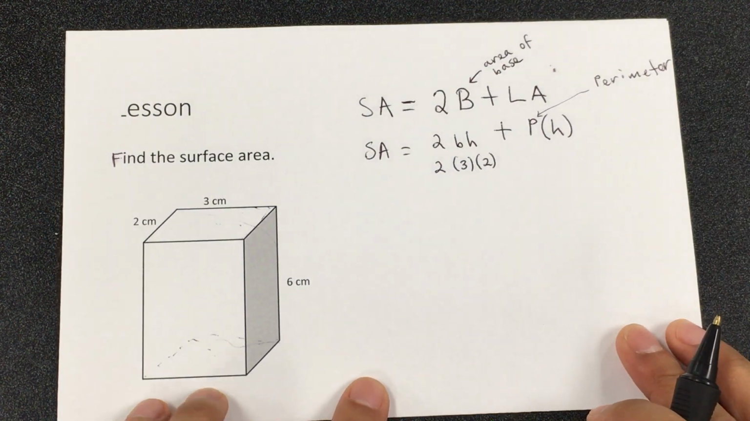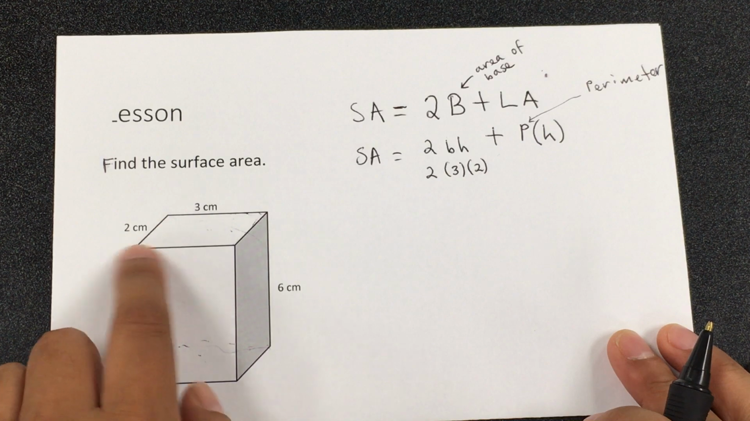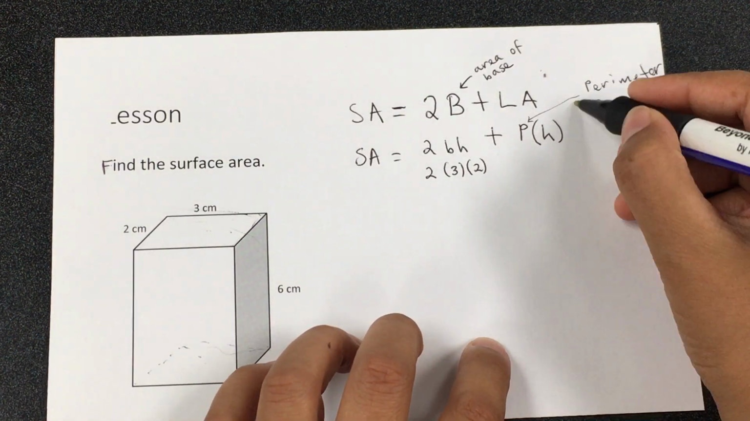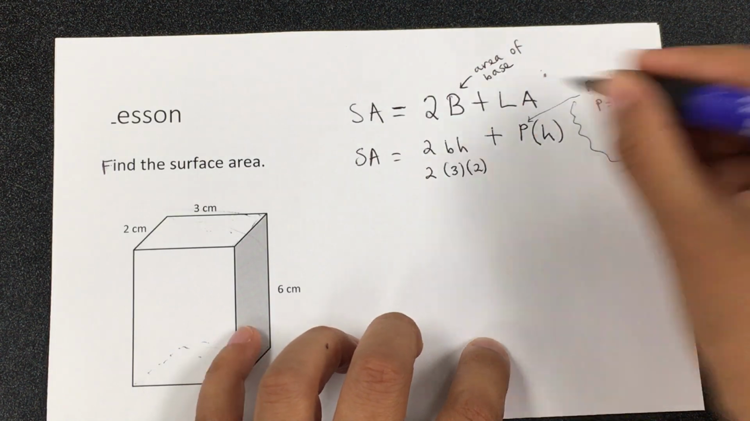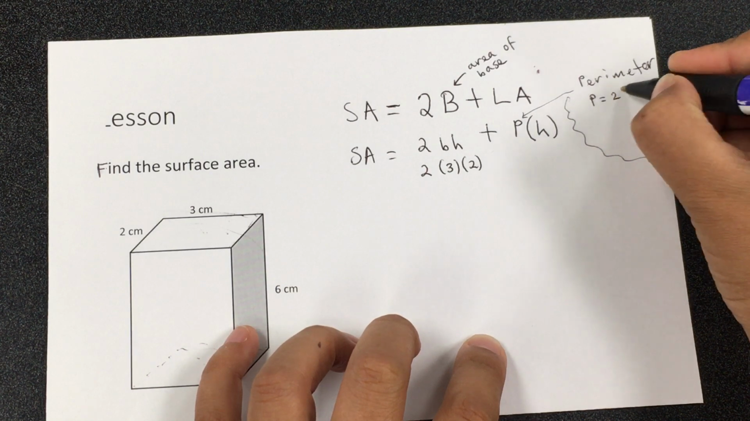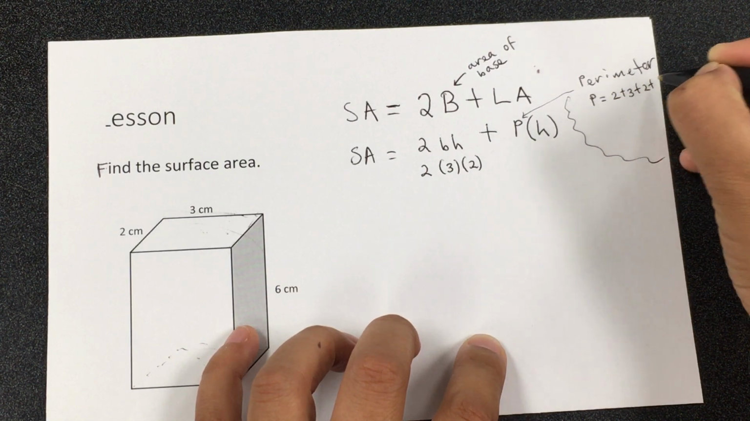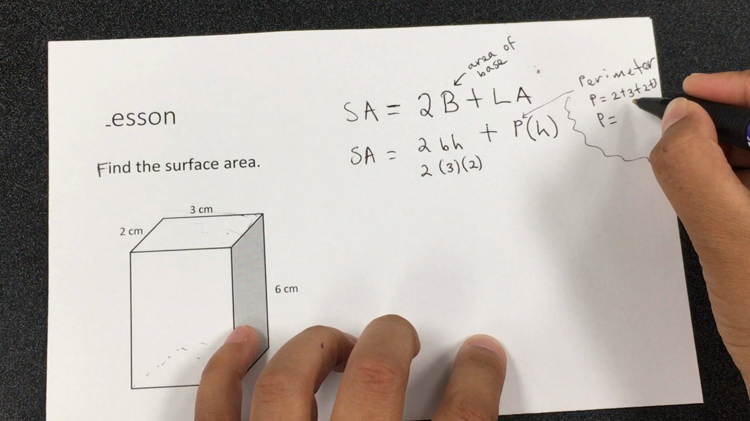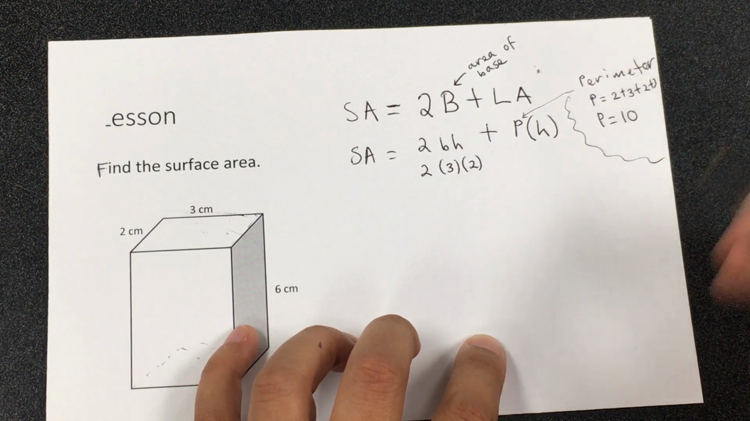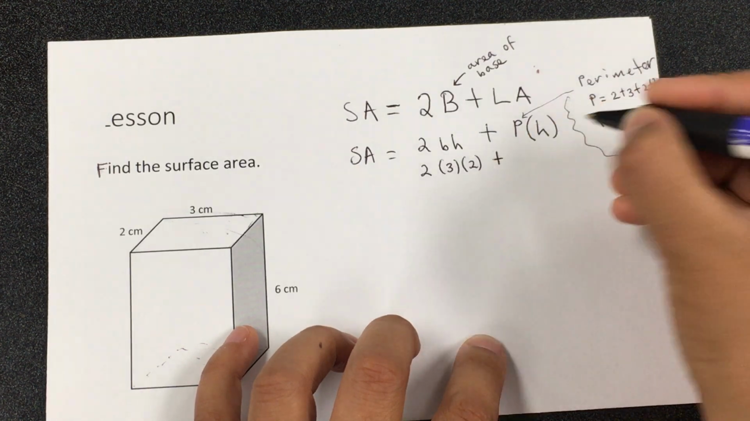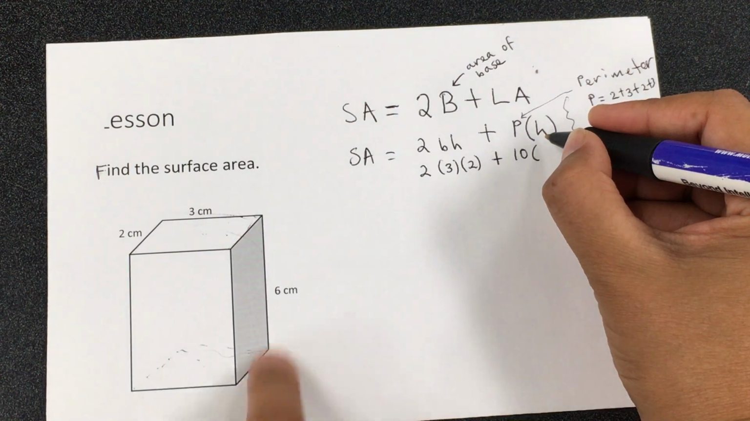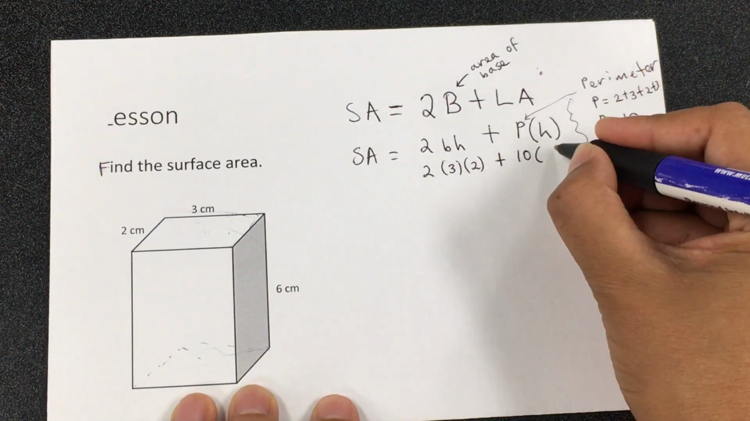And that perimeter is going to be the addition of the base. So P is equal to, we're going to do that on the side, 2 plus 3 plus 2 plus 3. And so that perimeter is 10. Okay? So we're going to put plus 10 times height, which refers to the height of the rectangular prism.